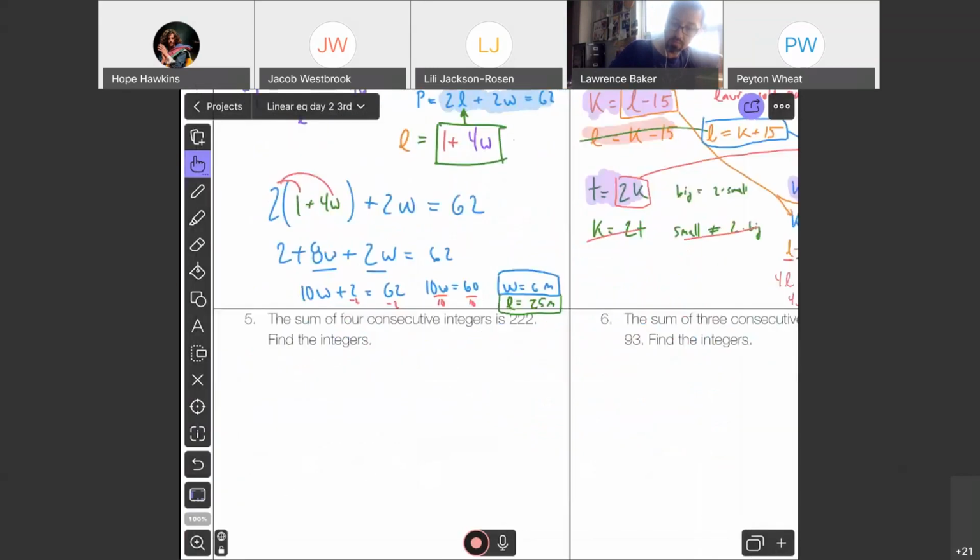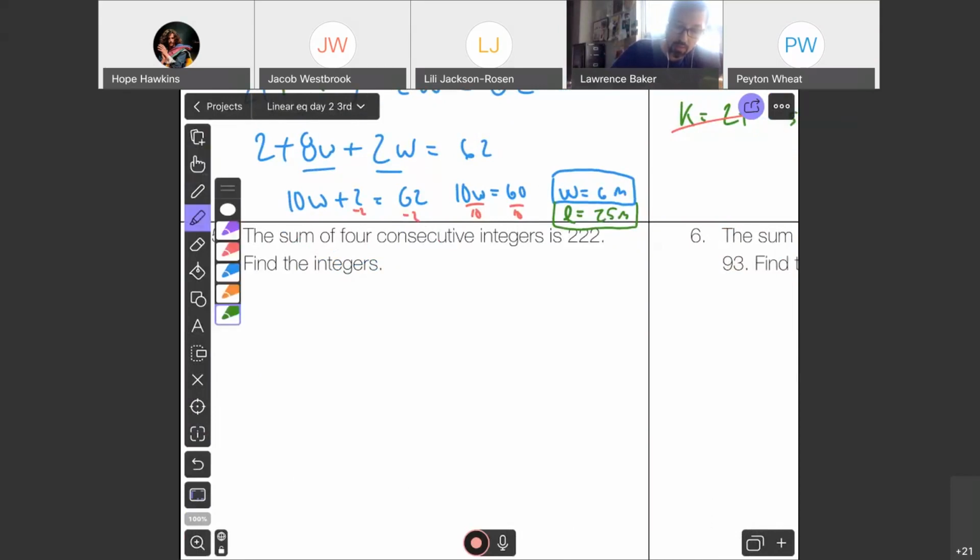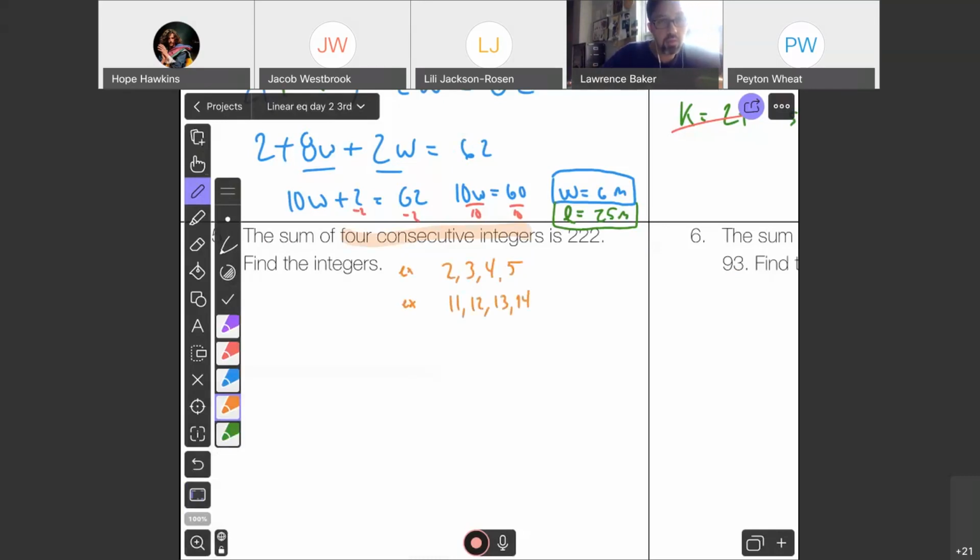This next one's kind of fun. The sum of 4 consecutive integers is 222, and we want to find those integers. We just think about what they mean when they say 4 consecutive integers. That would mean something like 2, 3, 4, 5. Those are 4 consecutive integers. Or 11, 12, 13, 14.